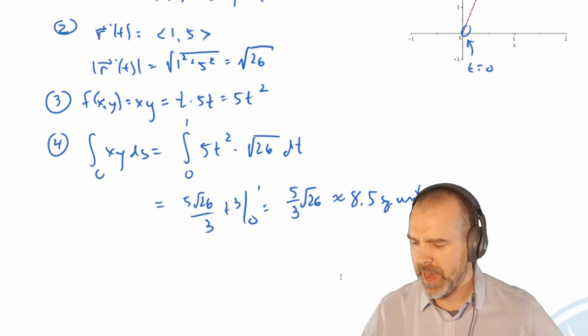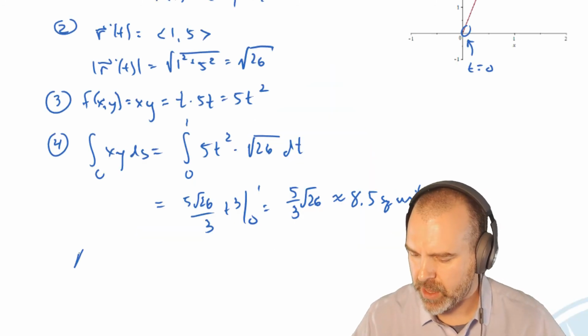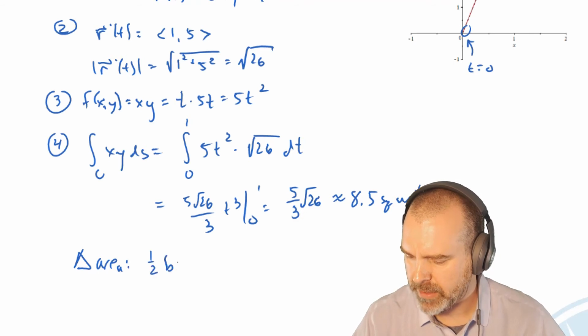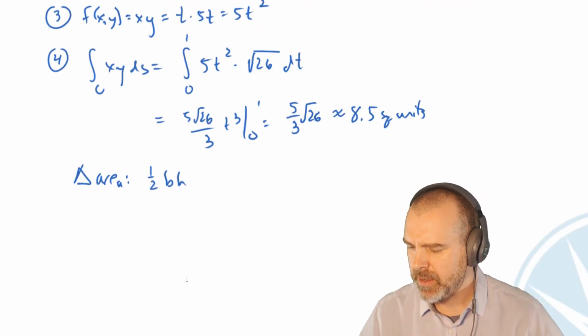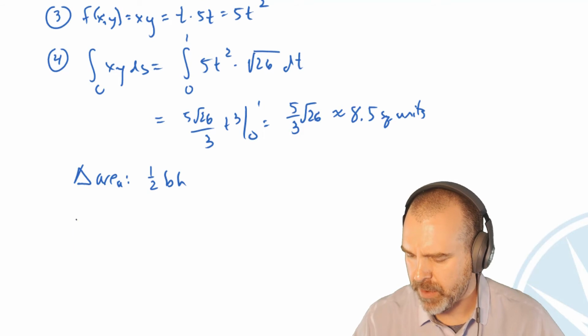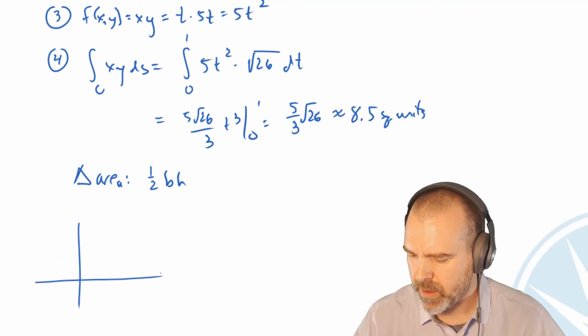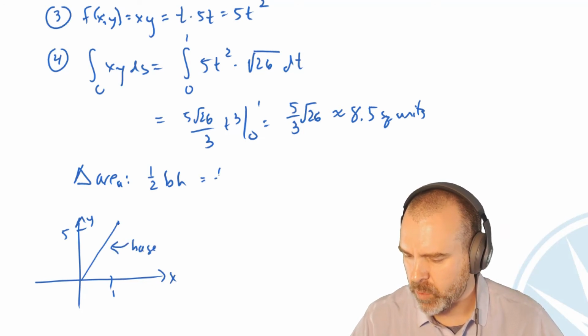So let's do that. The triangle area will be 1/2 base times height. Let's see here. If we're looking at this in terms of our curve above, we have (1, 5). So this is the base. That's 1/2.